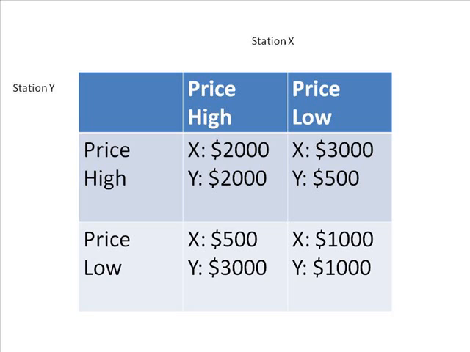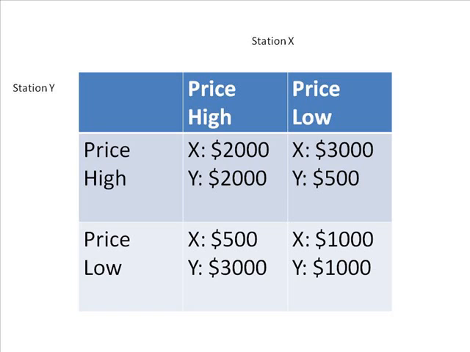Well, station Y looks at this and says, obviously, station X is going to price low. What's going to be my best option? They are going to say 500,000, I want 1,000. So they're going to price low, which leads us to our equilibrium box. Where are we going to end up? Both pricing low. So the ultimate combination would be both pricing low, each one gaining $1,000.